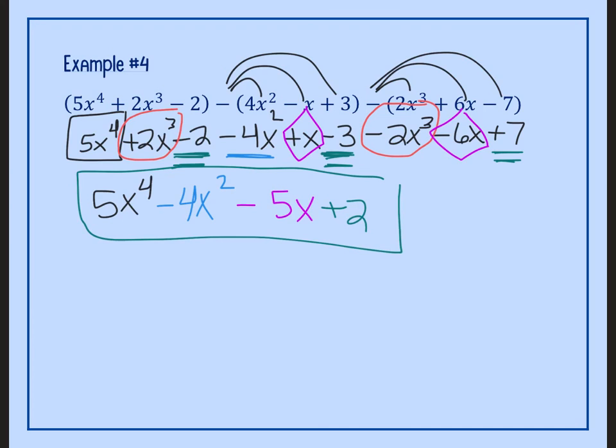So remember that when you are adding or subtracting polynomials, always look at the sign in front of the parentheses. If it's a negative, make sure you distribute the negative. And if it's a positive, you can just drop the parentheses. And then when you combine like terms, the only thing changing is the coefficient in front. Your variable and exponent do not change when you're adding or subtracting.